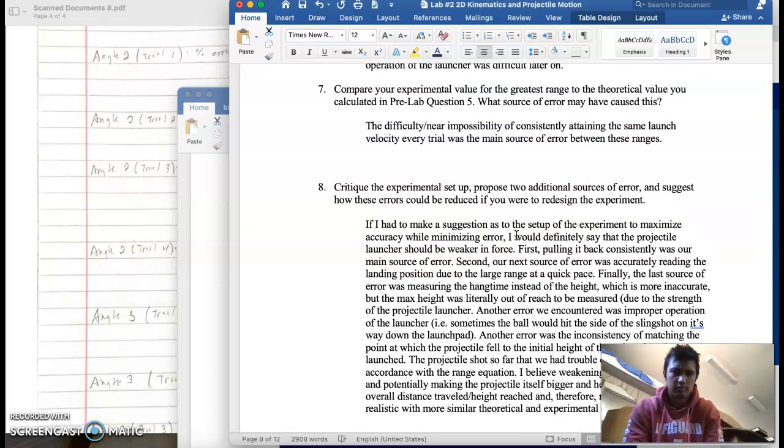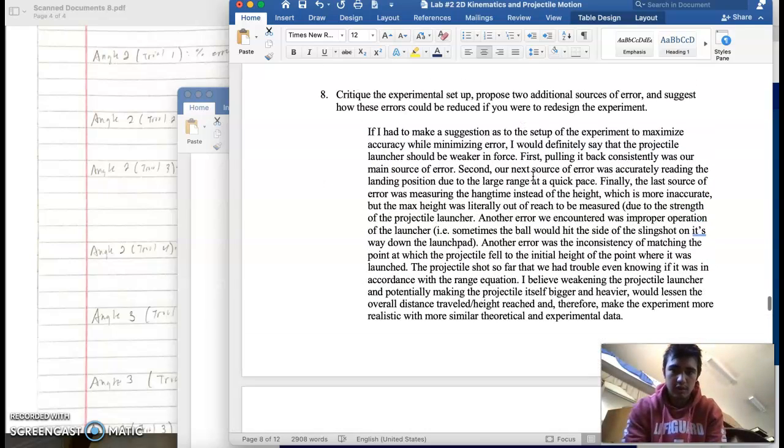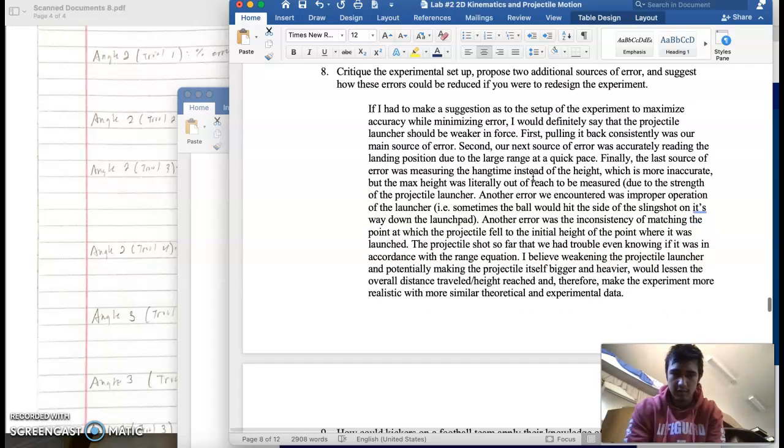Our main error was having to stretch it back at the same initial velocity, so that was probably the main error in the differences between our values. Other errors we encountered, though, were improper operation of the launcher. The ball would hit the sides of the slingshot sometimes. Pulling it back was the main source of error. Reading the landing position might have been an error that we encountered.